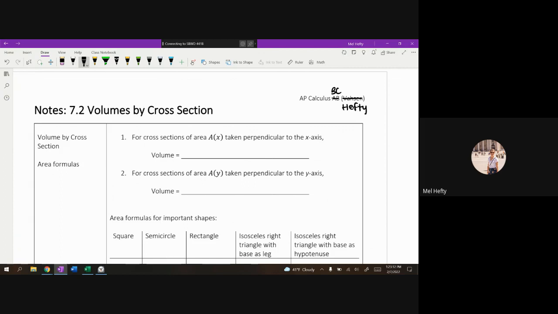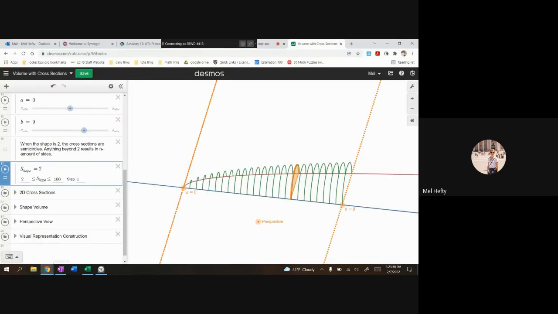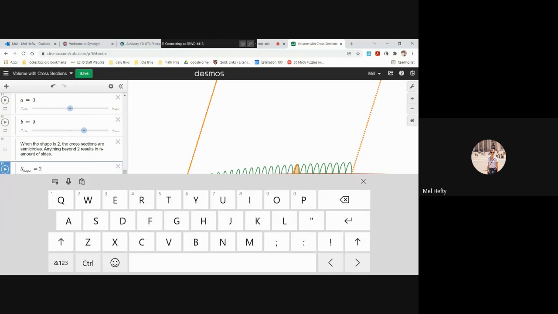So we're doing volumes by cross section today. This, in essence, is not a very difficult subject. We're going to lean a lot on what we did last class with the top minus bottom situation. I'm going to break a big problem down into several little problems. Looking at this graph, I'm going to try to find the area of this cross section, whatever that number may be.